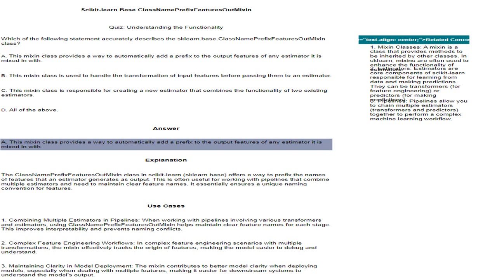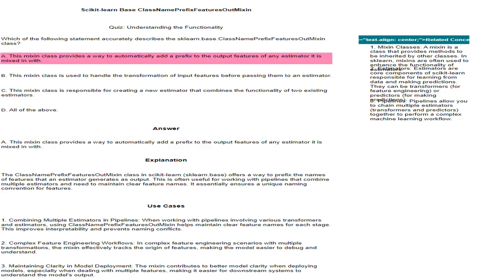This statement is correct. The class name prefix features out mixin class in scikit-learn is designed to add a prefix to the names of output features generated by an estimator. This is particularly useful for managing feature names in pipelines involving multiple estimators, ensuring that features are uniquely identified and organized. This mixin class provides a way to automatically add a prefix to the output features of any estimator it is mixed in with. This statement is incorrect.